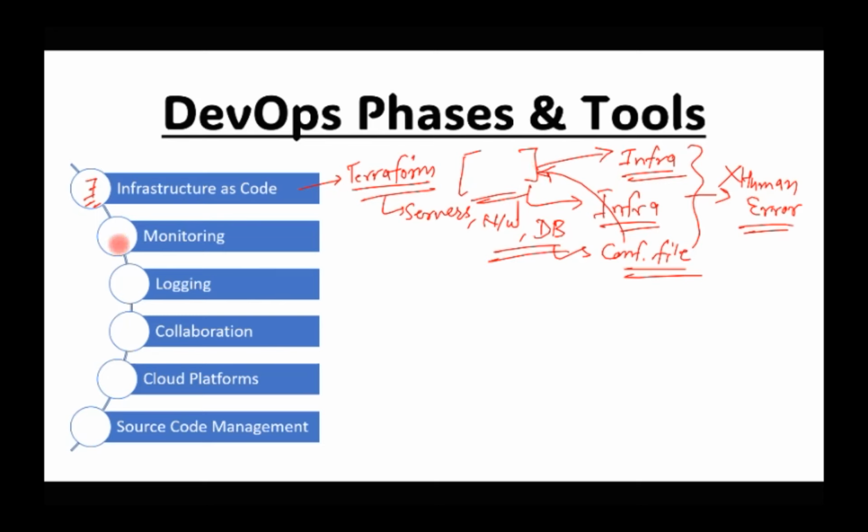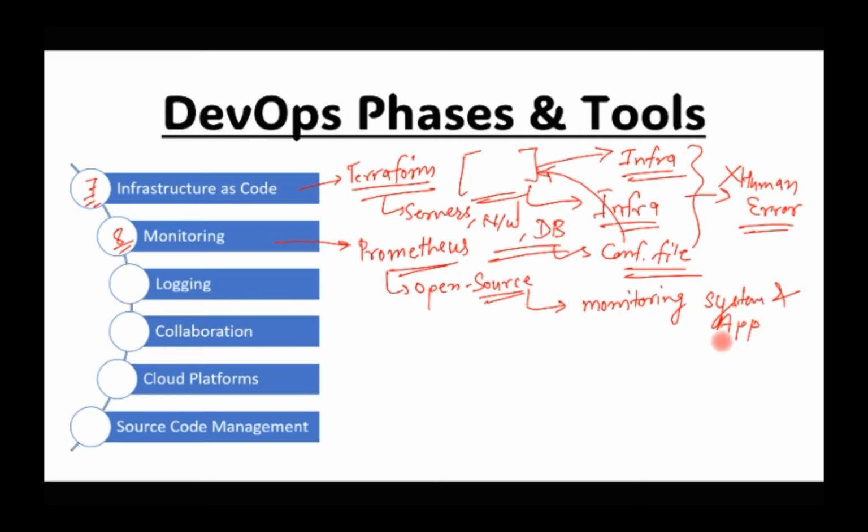Now we talk about monitoring. The popular tool here is Prometheus. It's an open source tool, which is actually a monitoring and alerting toolkit designed for reliability and scalability. We can use it for monitoring systems and applications based on metrics and alert accordingly.